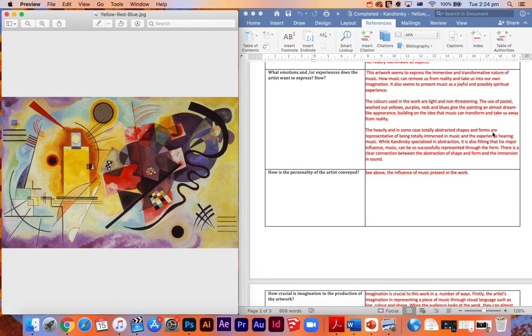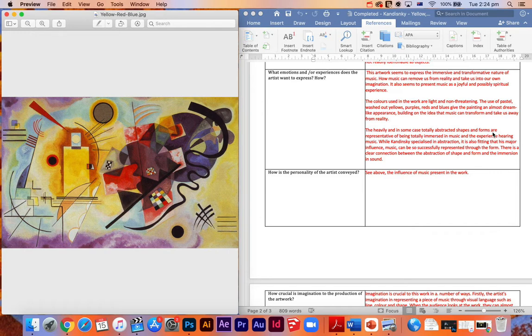So what emotions and or experiences does the artist want to express and how? So you're going to have to use your knowledge of the artist and his influences, which we've looked at in some detail, to answer this question. So I've said here, this artwork seems to express the immersive and transformative nature of music, how music can remove us from reality and take us into our own imagination. It also seems to present music as a joyful and possibly spiritual experience. And then I've gone on to explain why I think that.